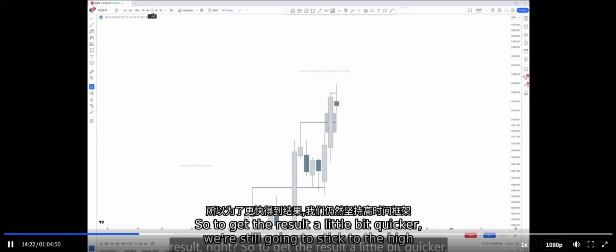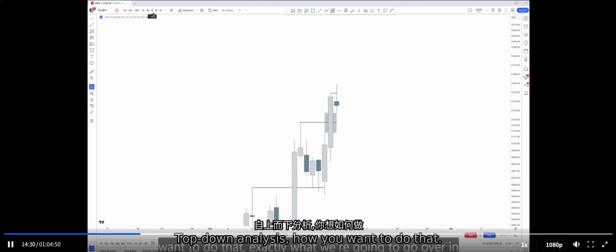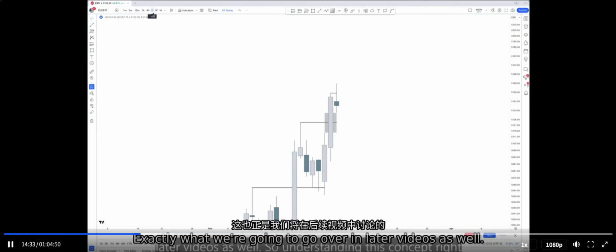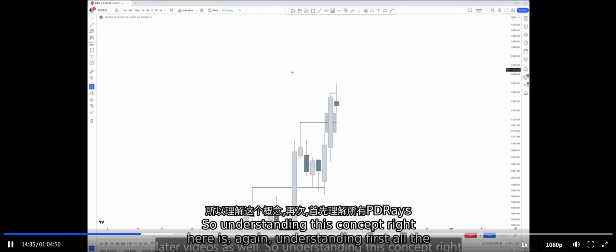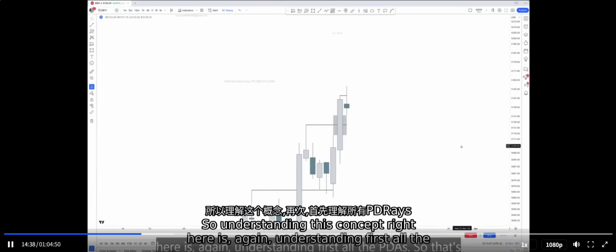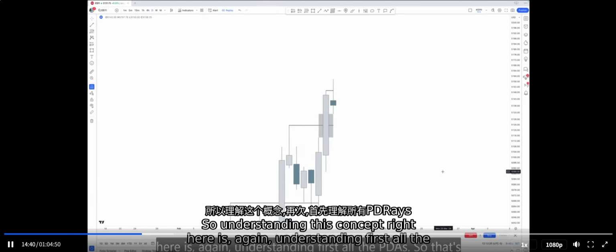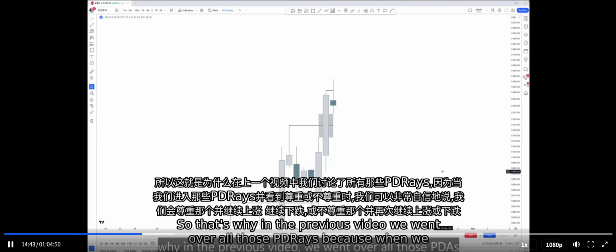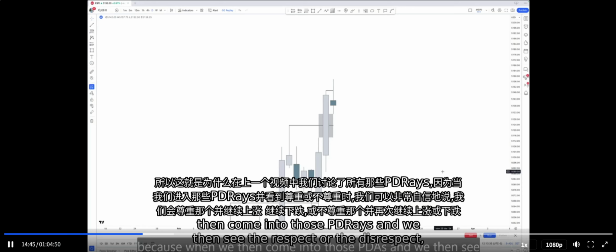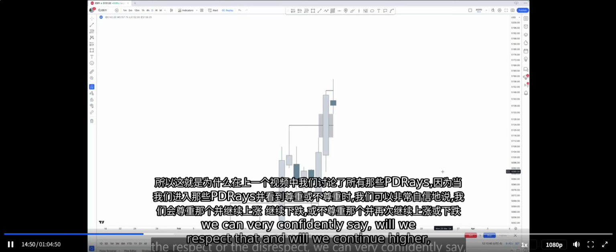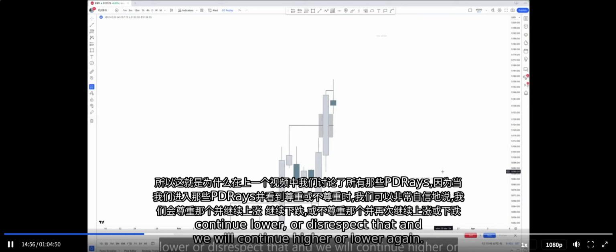So to get the result a little bit quicker, we're still going to stick to the high time frame, but in this case, the daily and the 4-hour for this exact example. Top-down analysis, how you want to do that, exactly what we're going to go over in later videos as well. So understanding this concept right here is, again, understanding first all the PD arrays. That's why in the previous video, we went over all those PD arrays, because when we then come into those PD arrays and we see the respect or the disrespect, we can very confidently say whether we will respect that and continue higher or lower, or disrespect that and continue higher or lower again.